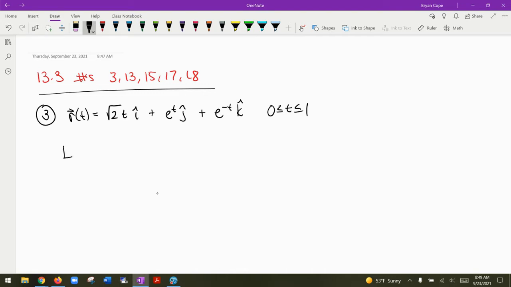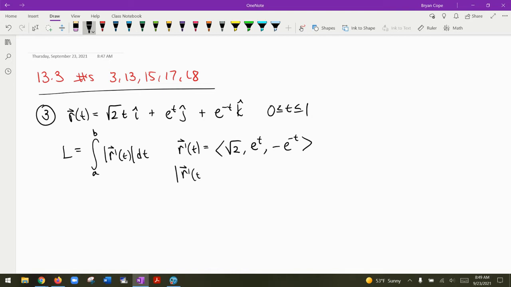Okay, so we know that our length function is the integral from a to b of the magnitude of r prime of t dt. So first we're going to find r prime. So r prime of t is the function root 2, e to the t, and negative e to the negative t. And then the magnitude of r prime of t is the square root of root 2 squared, so 2, plus e to the 2t plus e to the negative 2t.